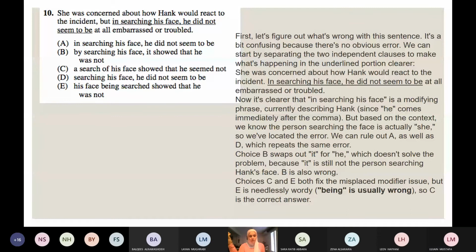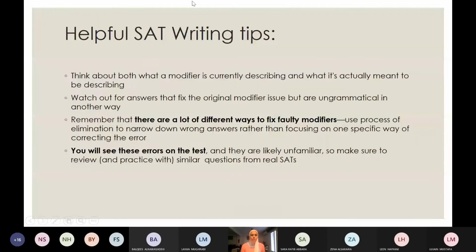Dangling modifier, when I have a modifier without its proper word to be modified. Think about both what a modifier is currently describing and what it is actually meant to be describing. It is the misplaced modifier. I have a modifier, it modifies a word, but I don't want it to modify this word, I want it to modify the other word, so I have to look closely.